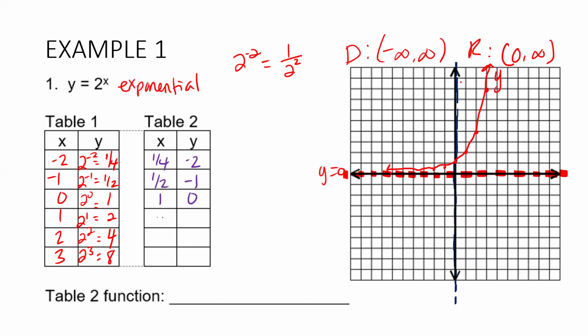Instead of 1, 2, we have 2, 1. Instead of 2, 4, we have 4, 2. Instead of 3, 8, we have 8, 3. What also changes are your asymptotes. So what's the opposite of a horizontal asymptote? A vertical. So now we have a vertical boundary line, a vertical asymptote at x equals 0.